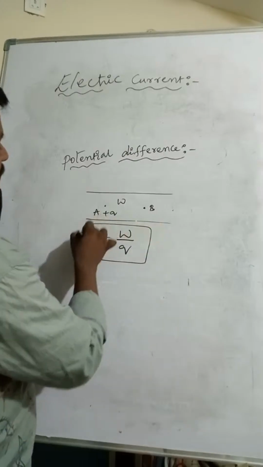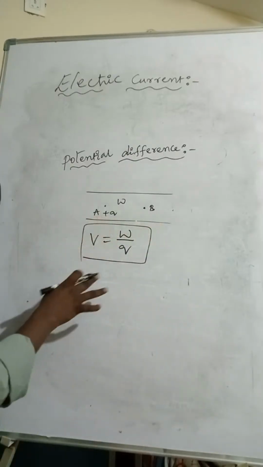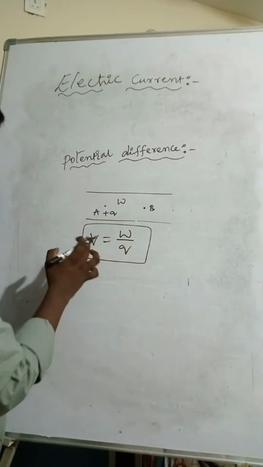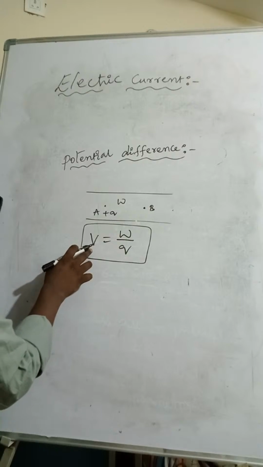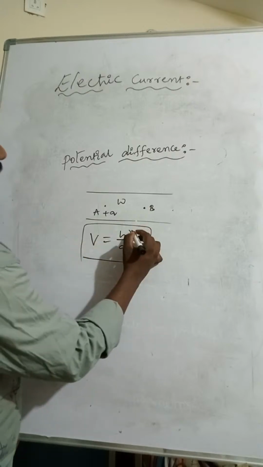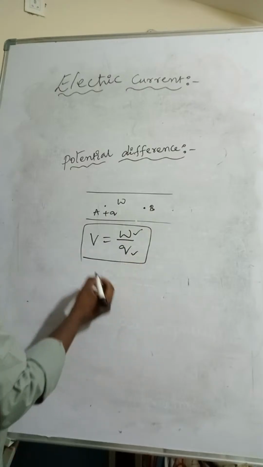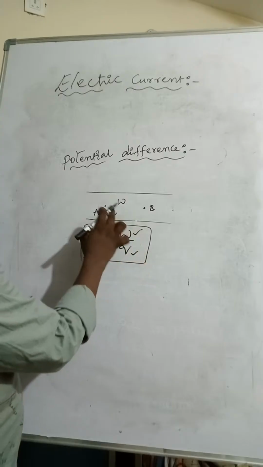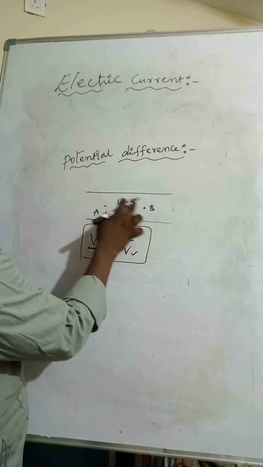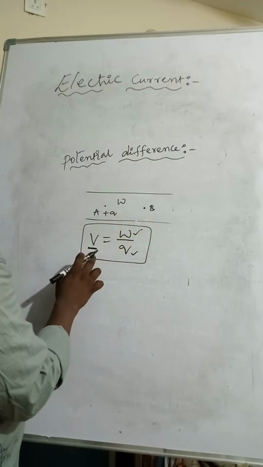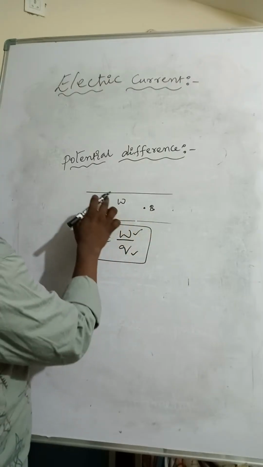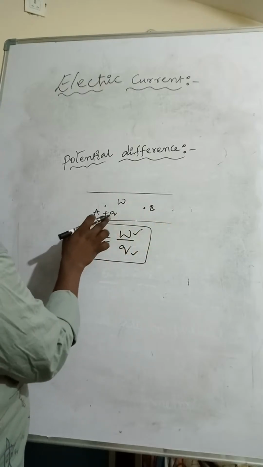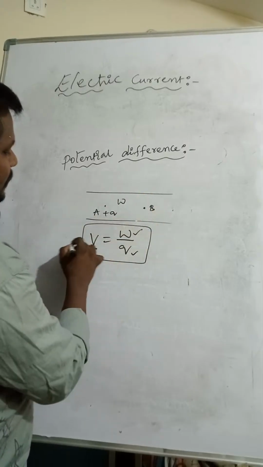So electrical potential is nothing but, so here by seeing the formula itself we can tell the definition. So potential difference is nothing but work done. So W is the work, Q is the charge. Positive charge I am considering. V is the potential difference. So potential difference is nothing but work done to bring unit positive charge from one point to another. That is called potential difference.